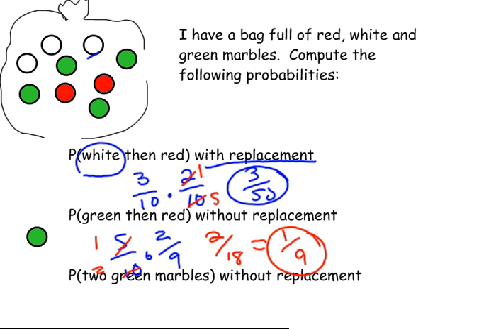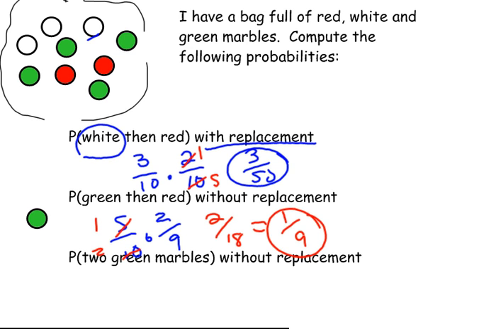On our last example, we want to draw 2 green marbles. Let's erase this. We got our work in the way. We're going to put this green marble back in the bag. The probability that the first marble is green is again 5/10, or we know it's 1/2, so we can go ahead and write that down as 1/2. But again, it's without replacement, so when we draw that green marble, we hold it out. Now how many green marbles are there? Well, there's only 4 green marbles, and there's 9 marbles total. So the probability that the second one is green is 4/9.